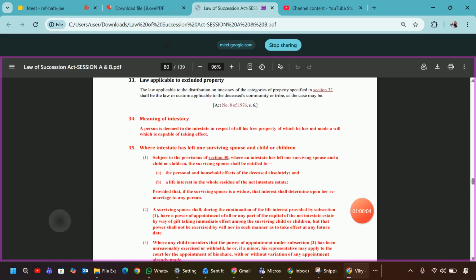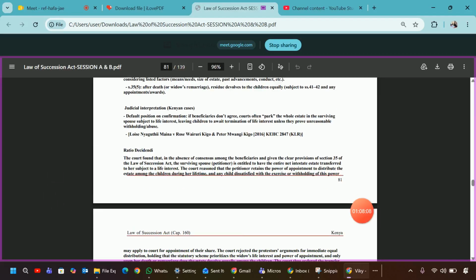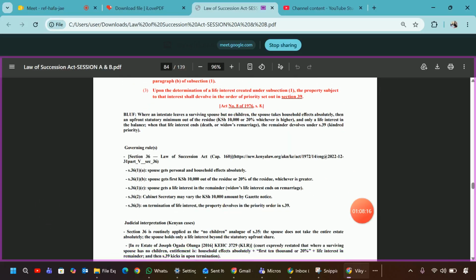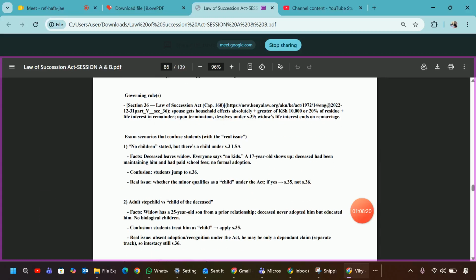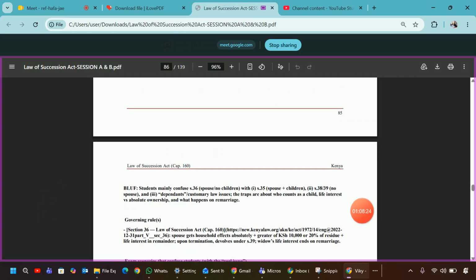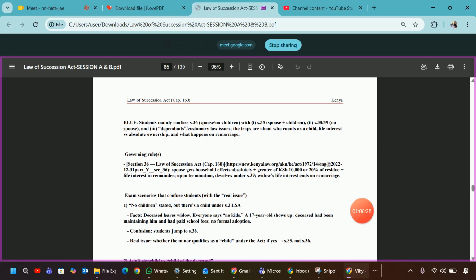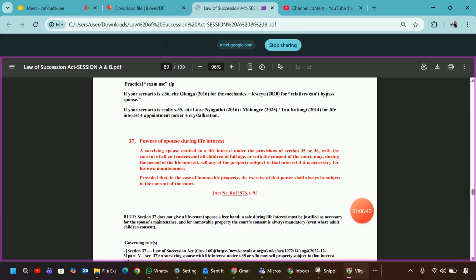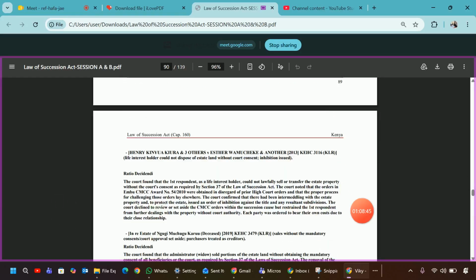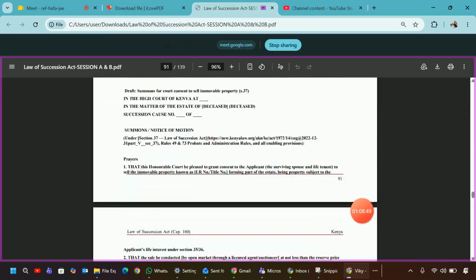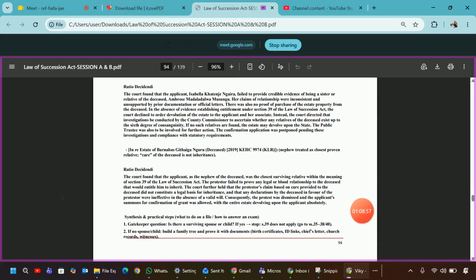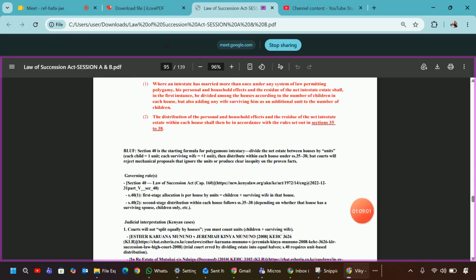We have various situations where an intestacy has left one surviving spouse, child, or children. This is also a highly tested angle, where you can even be told to draft applications for reasonable provisions. We have also seen interpretation of section 36 and how students usually confuse sections 35 all the way to 38, 39, and 36. That is a confusion that arises there.